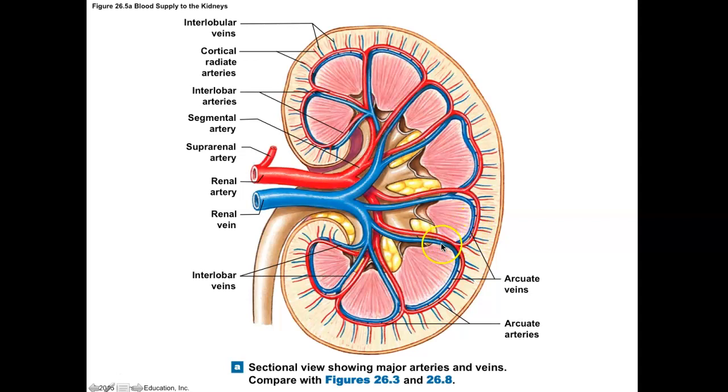So once it becomes in between the lobes, that's called interlobar vein. Interlobar vein remains interlobar vein until it gets to renal vein. So there's no segmental. There's a segmental artery, but no segmental veins. All right, that is your blood flow, vasculature through the kidney.